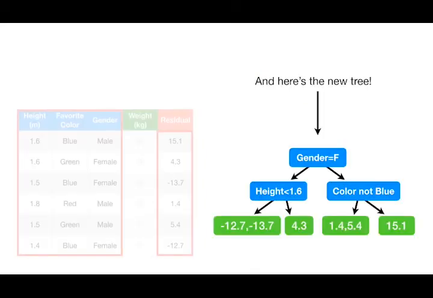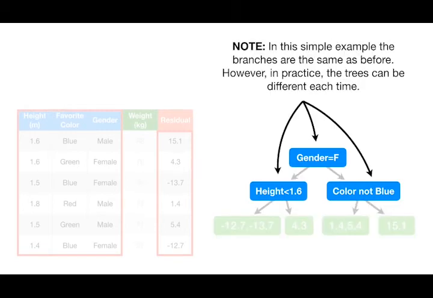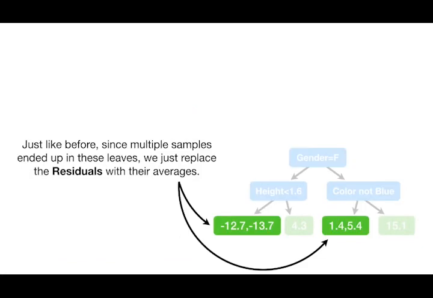And here's the new tree. Note, in this simple example, the branches are the same as before. However, in practice, the trees can be different each time. Just like before, since multiple samples ended up in these leaves, we just replace the residuals with their averages.